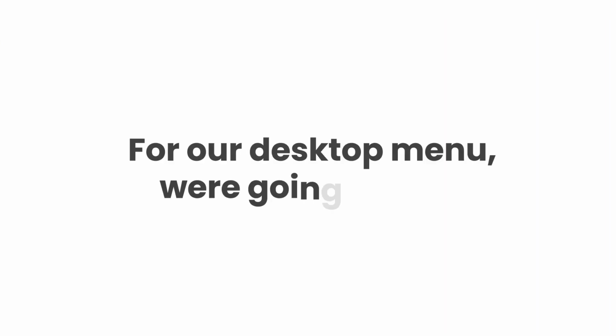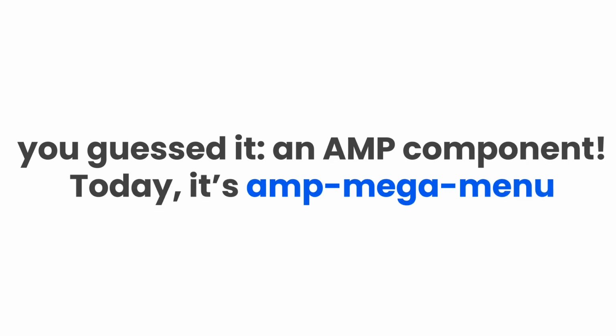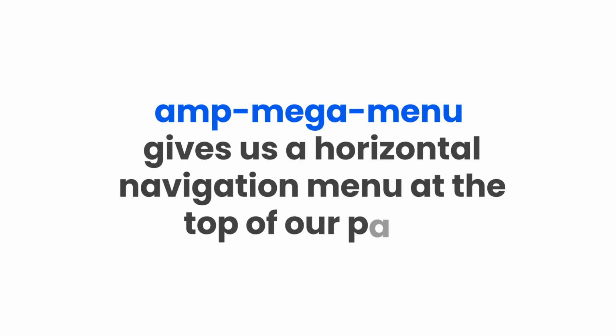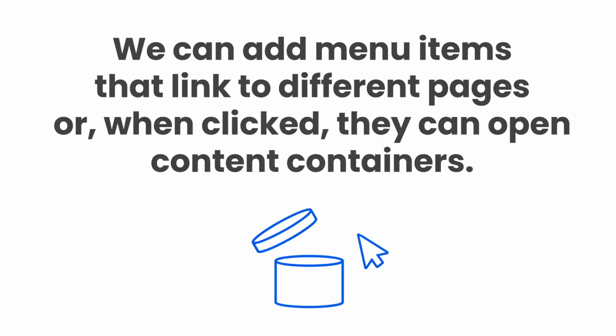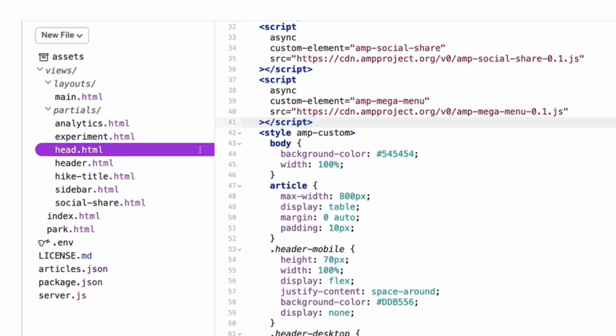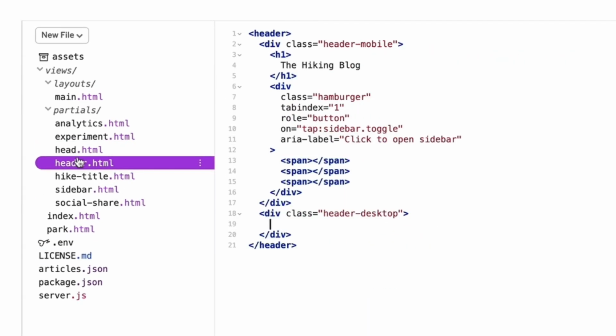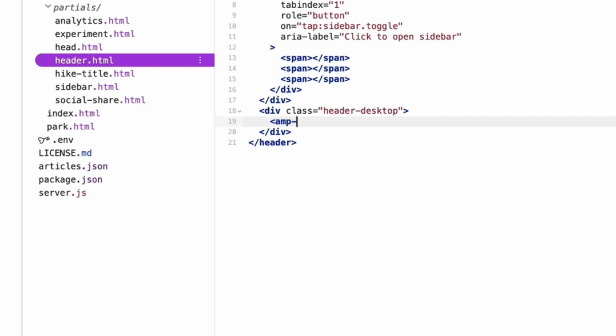For our desktop menu, we're going to use, you guessed it, an AMP component. Today, it's AMP Mega Menu. AMP Mega Menu gives us a horizontal navigation menu at the top of our page. We can add menu items that link to different pages, or when clicked, they can open content containers. I'll import the script into the head of my document. Then, I'll add an AMP Mega Menu component inside of the header desktop div.